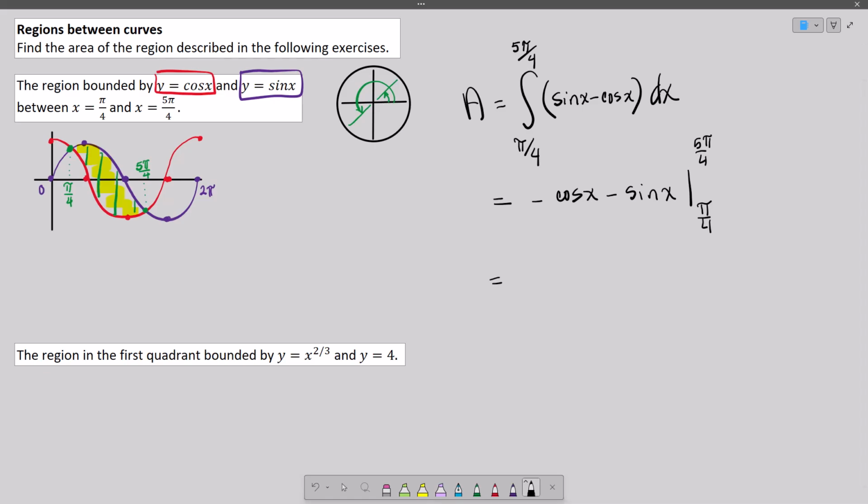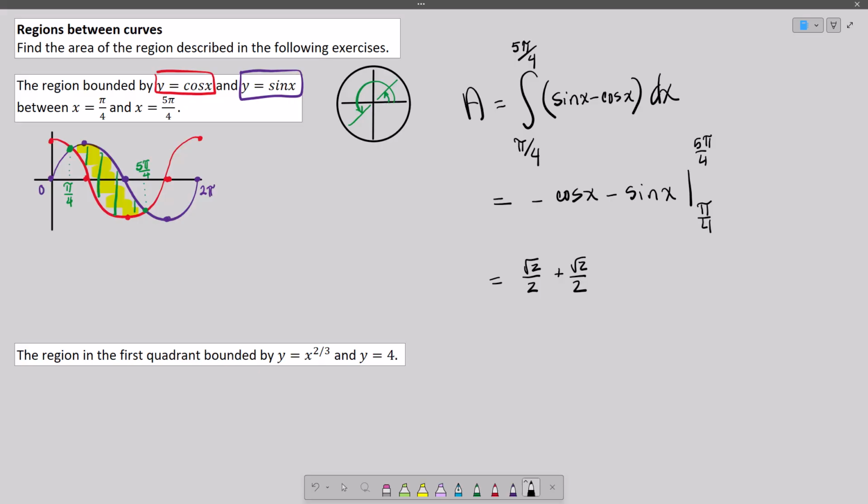So plugging in 5 pi over 4, we're down here in quadrant 3, 5 pi over 4. Sine and cosine are both minus root 2 over 2. So for the 5 pi over 4 going in here, this is going to become minus root 2 over 2, and then we multiply it by a negative. This is going to become minus root 2 over 2, then we multiply it by a negative. So when that's plugged in, we end up with root 2 over 2 plus root 2 over 2. So that is the evaluation at the upper limit of integration.